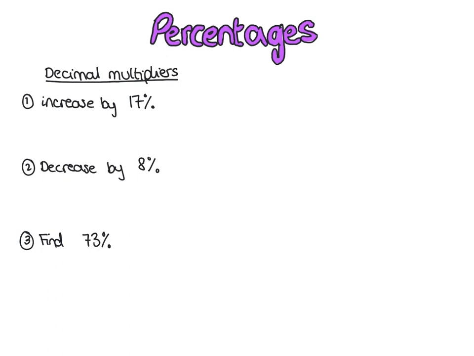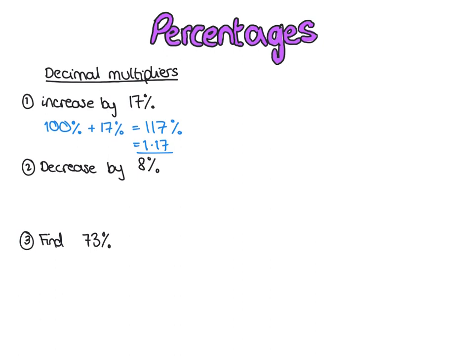So if we're increasing something by 17%, you always start with 100% because that is what you've got originally. If you increase by 17%, you add 17%, which gives you 117%. We then want to convert this into a decimal. To convert between a percentage and a decimal, you divide by 100. So the decimal multiplier to increase by 17% is 1.17.